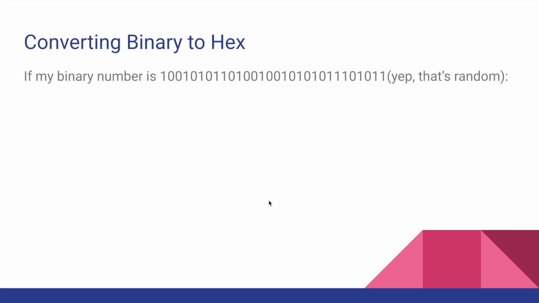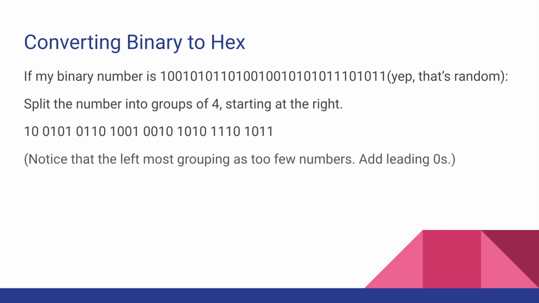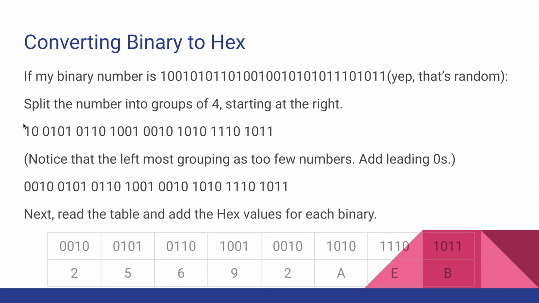So here's my number, my big long binary number. I've just randomly smashed out some zeros and ones. Yes, it's random. What I need to do if I'm going to convert this binary number to hexadecimal is split it into groups of 4 starting from the right-hand side. And you'll see when I do that, hey, look here, I've got a 2-digit number on the extreme left. Well, that's easy to fix. I add leading zeros. So it's 0010.